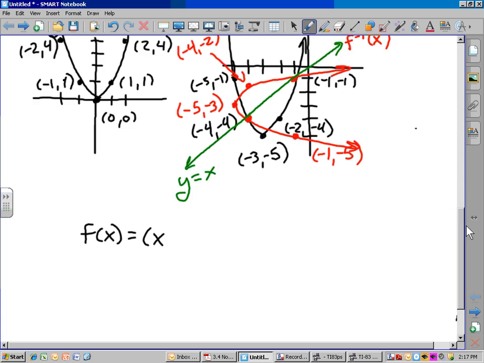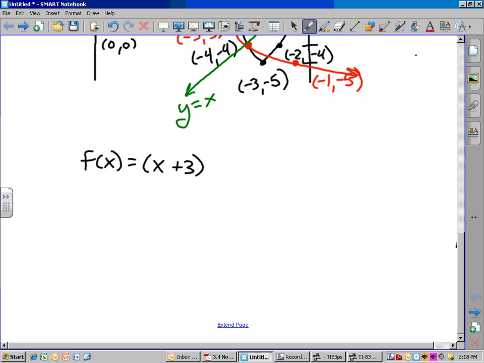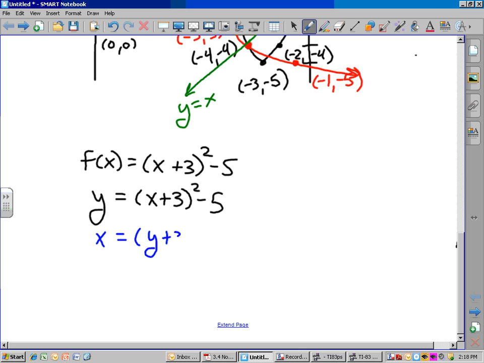Okay, so it's f of x equals x plus 3 squared minus 5. F of x is the same thing as y. Now, when we graph the inverse, we simply switch the x coordinate with the y coordinate and the y coordinate with the x coordinate. Well, we do the same thing here. I'm going to write the inverse in blue. Y becomes x, x becomes y. The equation in blue is the inverse. That's it.